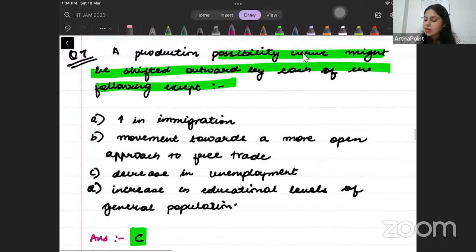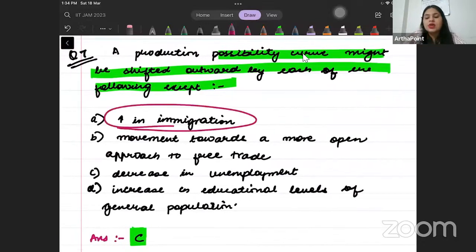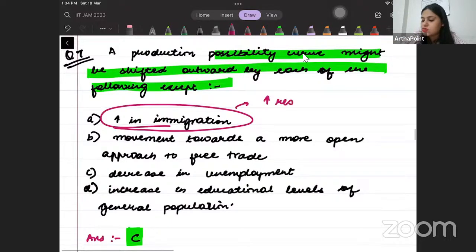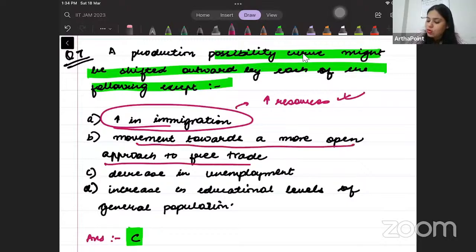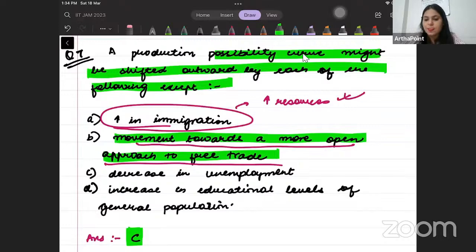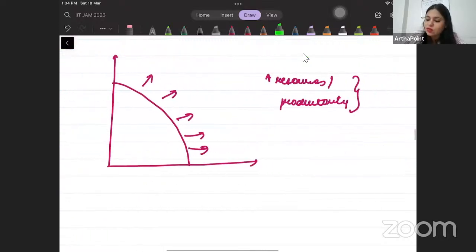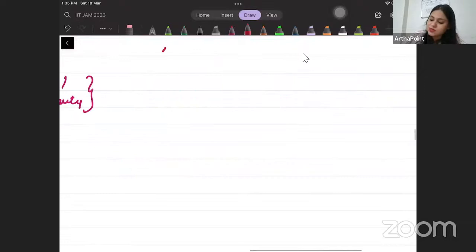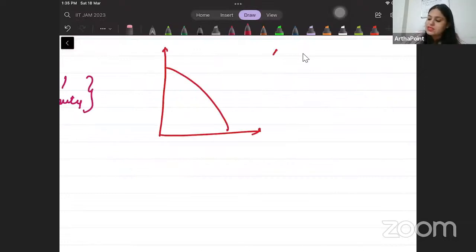Okay. Increase in immigration. So if you have more labor coming from outside the country, that means that this is simply an increase in resources. So this is correct. It can shift my PPC outwards. Movement towards a more open approach to free trade. Now this part actually comes from international economics. If you go back to your international economics lectures, you will see that we have PPC for 2 countries.